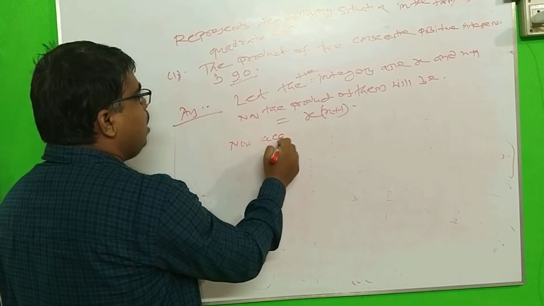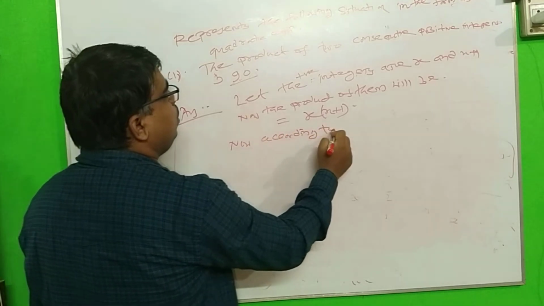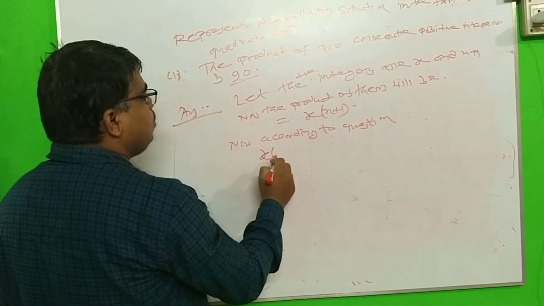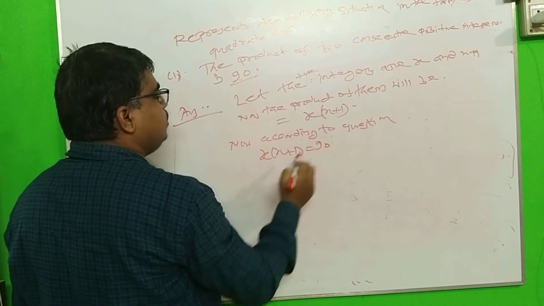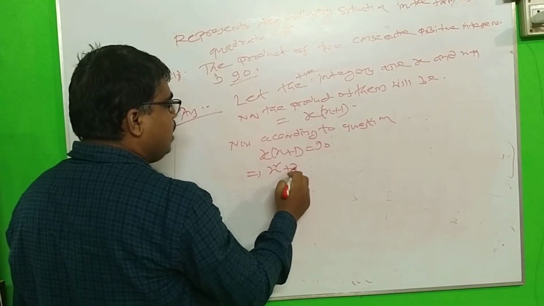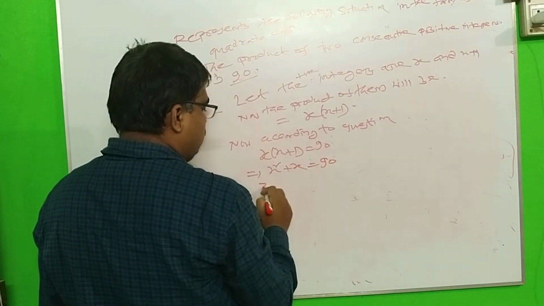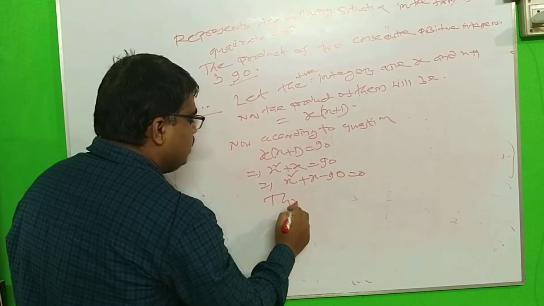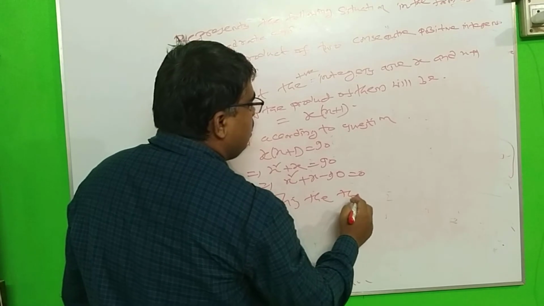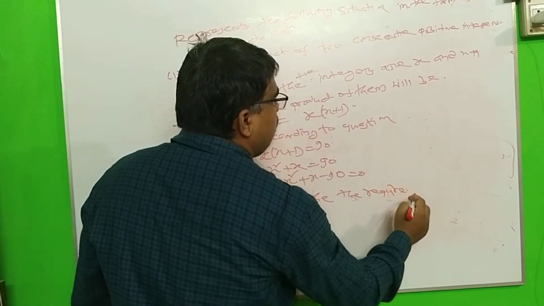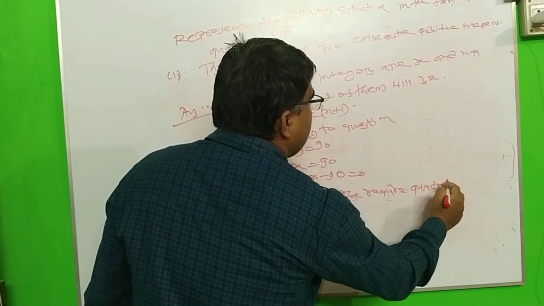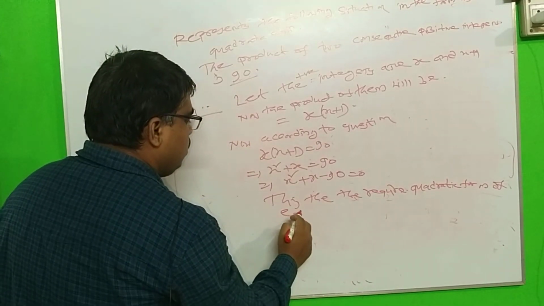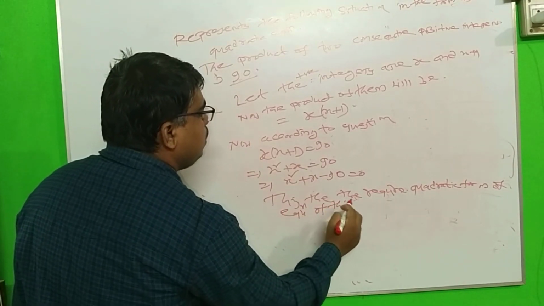Now, according to the question, x into (x plus 1) is equal to 90. That is x square plus x equal to 90. That is x square plus x minus 90 equal to 0. This is the required quadratic form of equation of this situation.